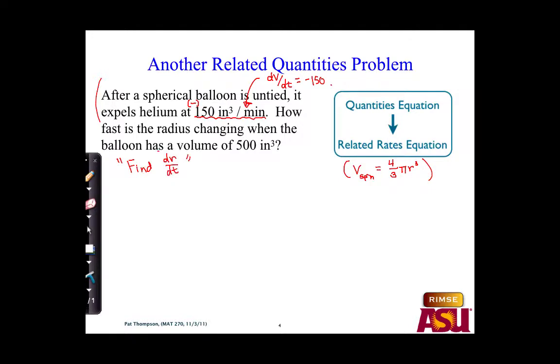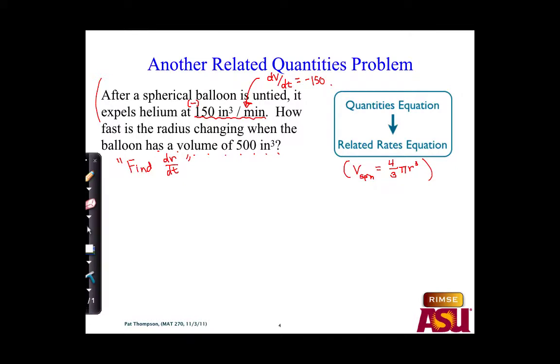But it's at a particular point in time. The radius is not necessarily changing at a constant rate just because the volume is. Just like in the last question, the volume wasn't changing at a constant rate even though the edge length of the cube was. So we're going to find the rate of change of the radius at a particular point in time when the volume is 500 cubic inches. Okay, so we'll figure out how to plug in numbers later.